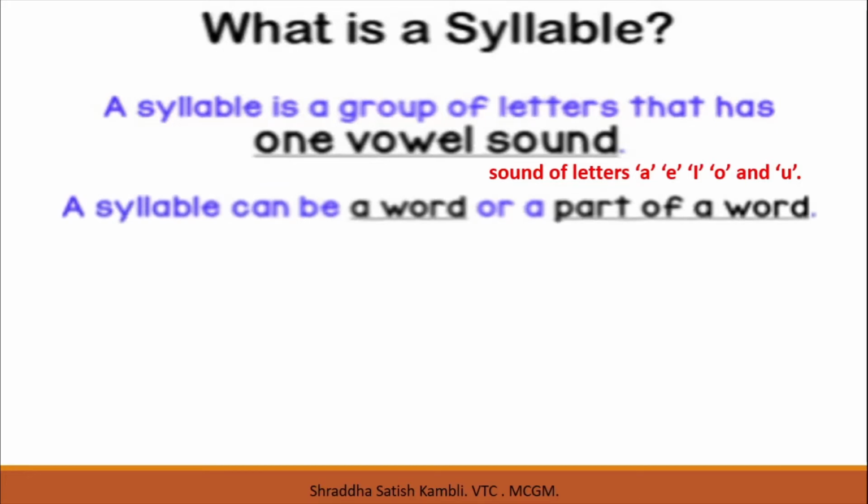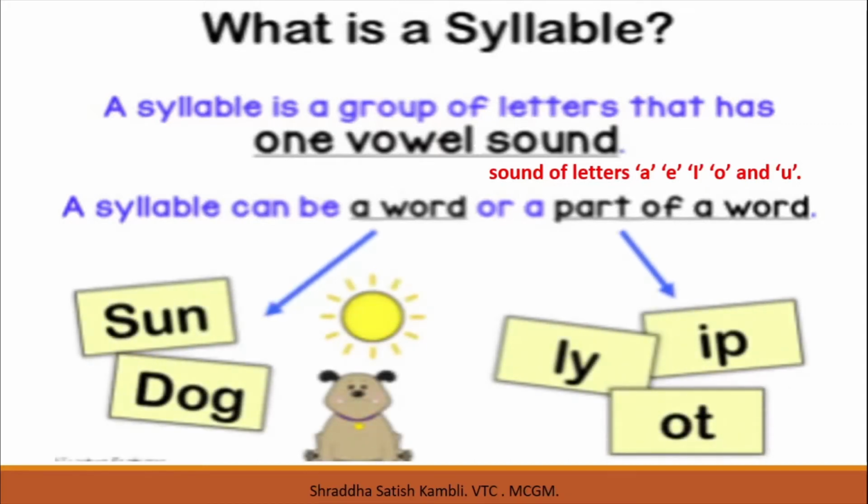Now, a syllable can be a word or it can be a part of a word also. So a vowel sound is a syllable that we have understood. A syllable can be one word or it can be a part of a word. For example, see, sun. So this is one syllable. So it is one full word. So the whole word is a syllable, you can say.